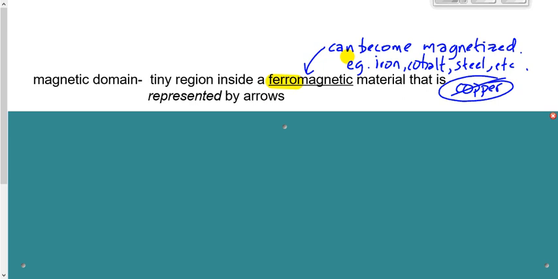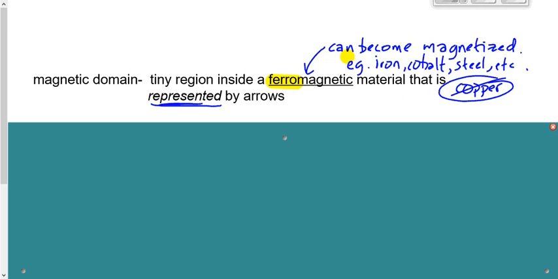So a magnetic domain is a tiny little region inside iron or cobalt or steel, not paper, not copper. Tiny little region inside one of these materials that we represent by arrows. It doesn't mean that when we look at a ferromagnetic material under a microscope that we see a bunch of arrows pointing in whatever direction. We don't. They're not really arrows. It has to do with spins of electrons in these materials and similarities of spins of electrons. We simply represent that by arrows.